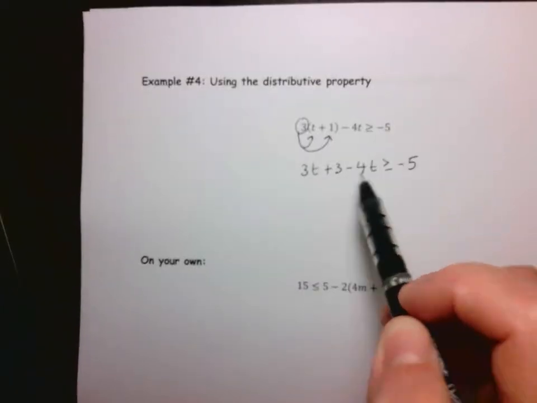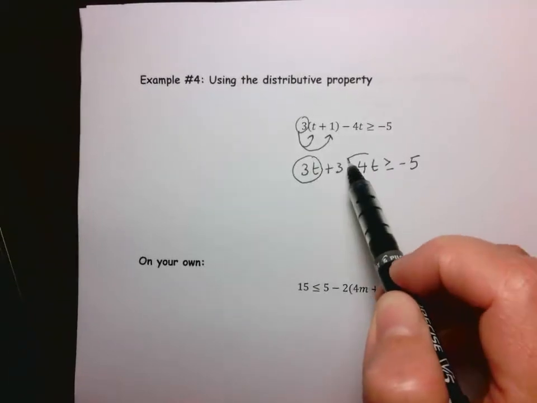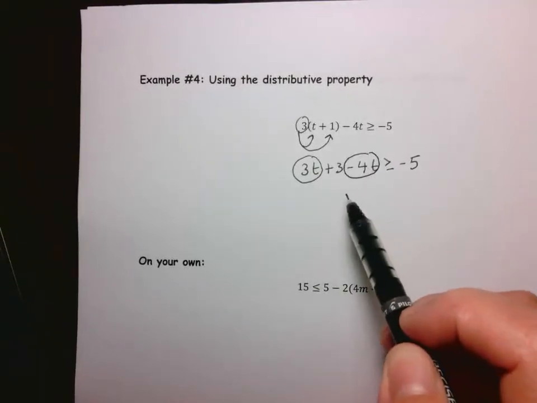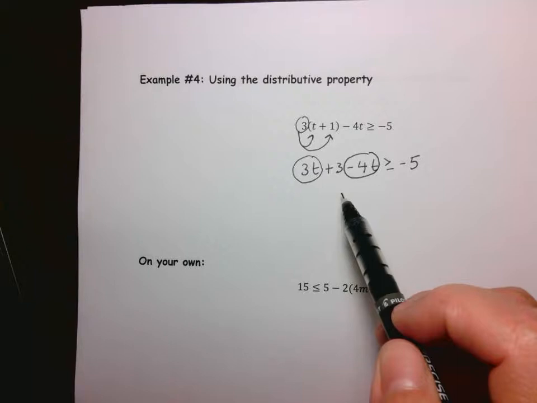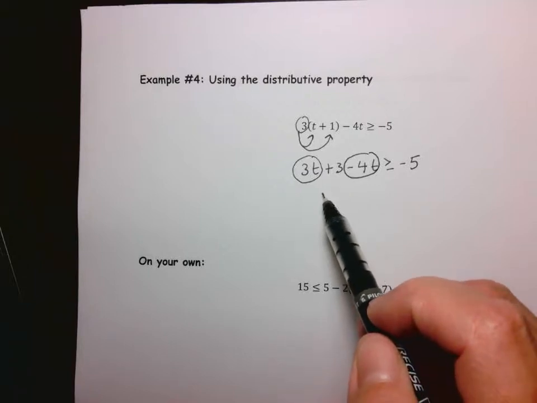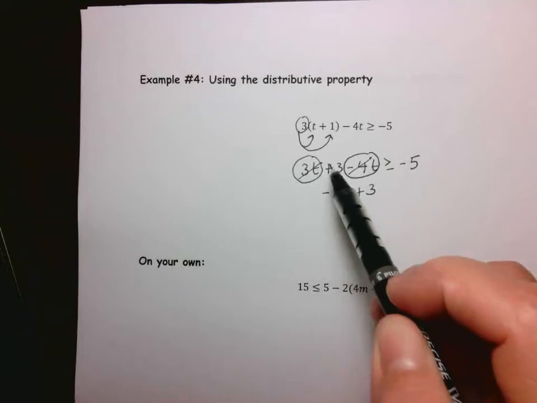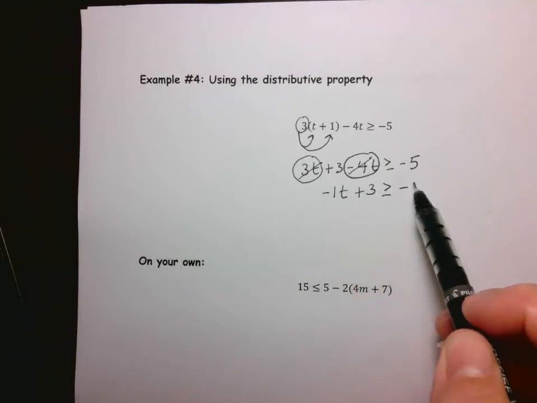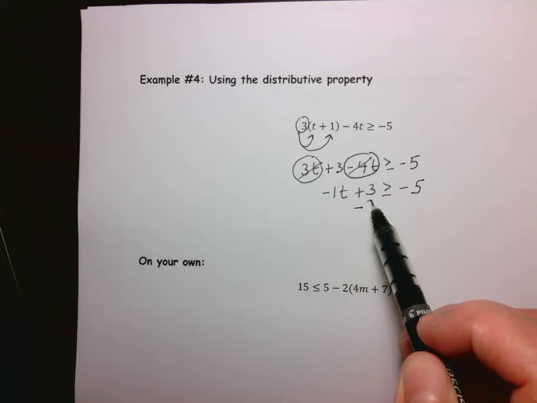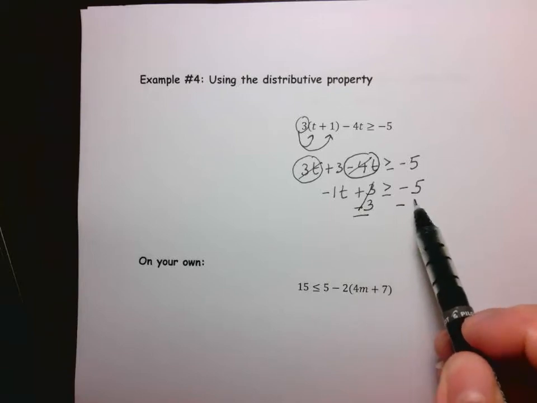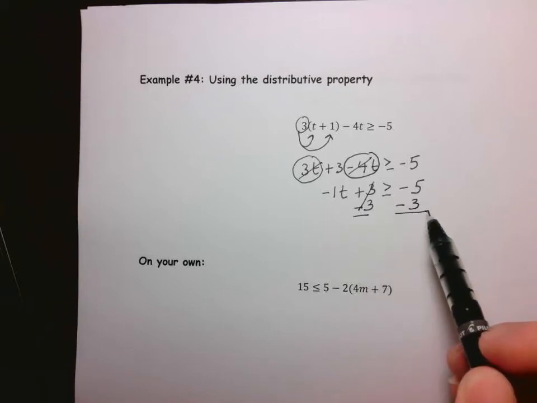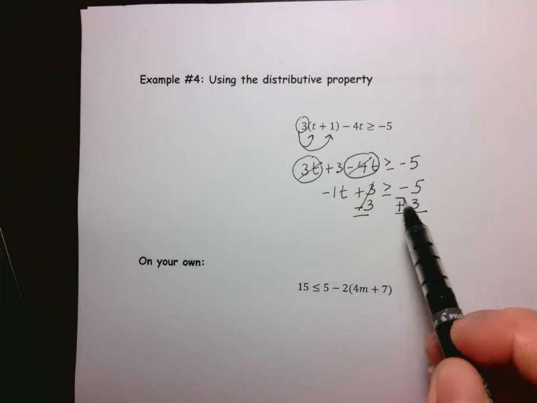Now I want to combine everything that's on the same side of the inequality symbol. 3t combined with a -4t is -1t. Cross it off so you don't lose track. Subtract 3 from both sides. Do the keep, change so you don't mess up. Keep, change is -8.